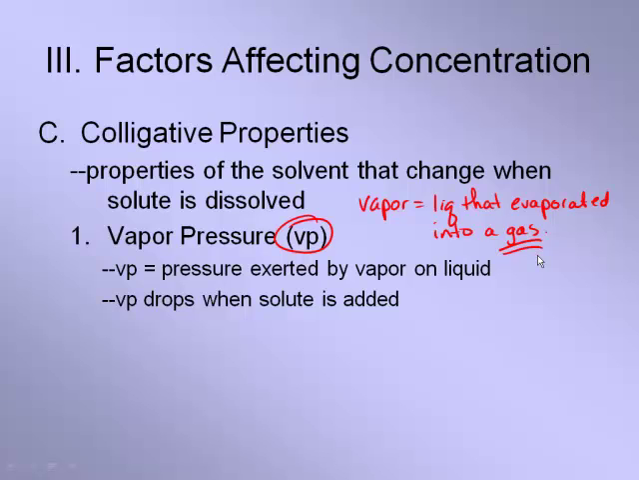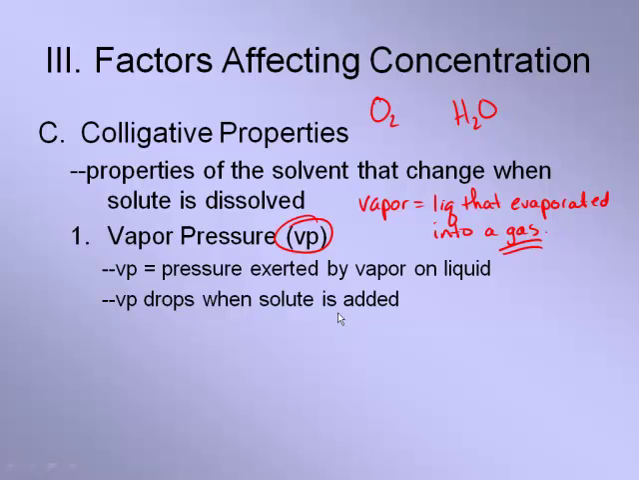What's the difference between a gas and a vapor? Simple. O2 is a gas because oxygen is always a gas. But H2O can be a vapor. Is it possible for H2O to be a gas? Absolutely. If I have a chemical reaction that produces a lot of heat, then yes, I can produce water as a gas. But if the water is a liquid and it evaporates, then it's going to be a vapor. So vapor pressure will drop when solute is added.